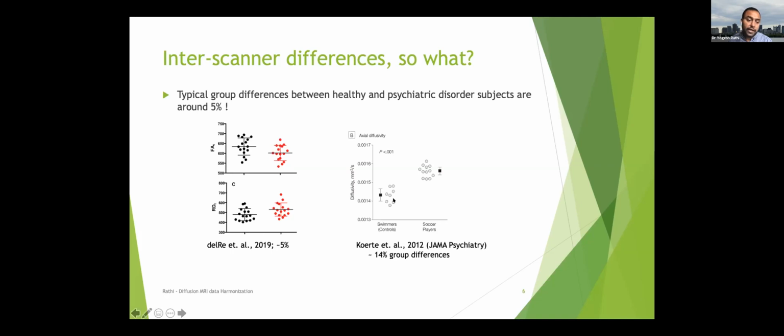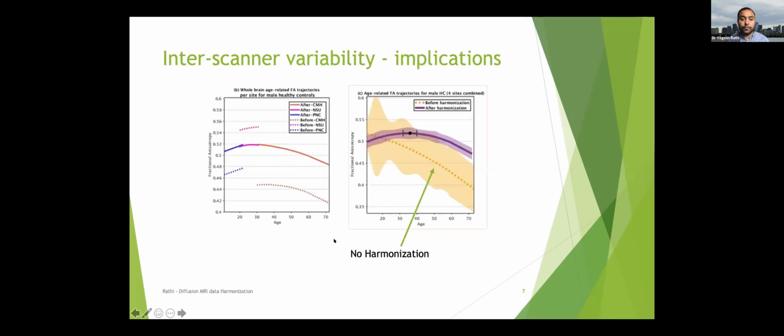So what we're saying is that if the group differences we are looking for are 10 to 15% at most, and the between-scanner variability is 10 to 15%, there's a good chance that if you were to scan these subjects on different scanners, there is no way you would find any of these things. So obviously we need to remove these.